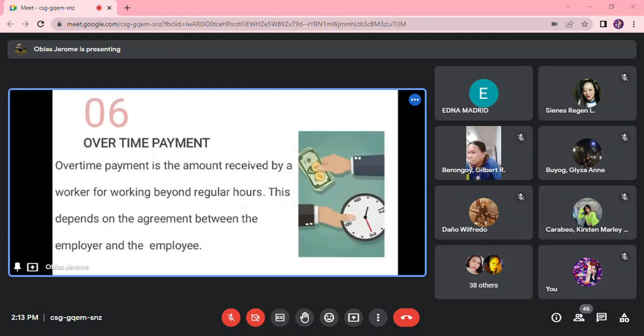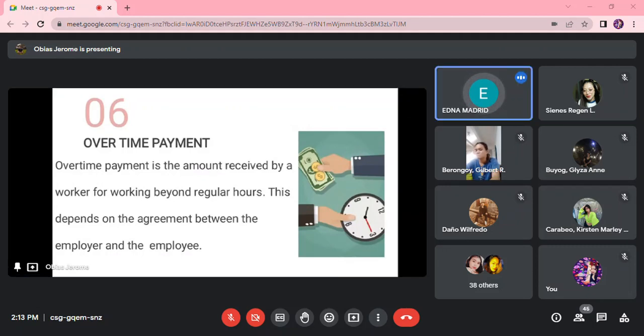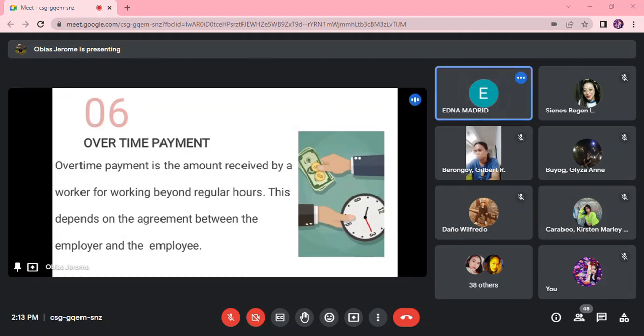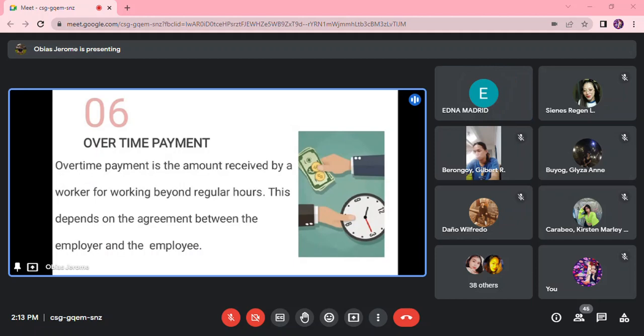Okay, so next is overtime payment. Overtime payment is the amount received by a worker for working beyond regular hours, beyond their official time. This depends on the agreement between the employer and the employee. So, pag sinabi naman nating overtime payment, ito yung pera na natatanggap mo or nadadagdag sa sahod mo, depende din yan sa napag-usapan nyo ng employer mo.